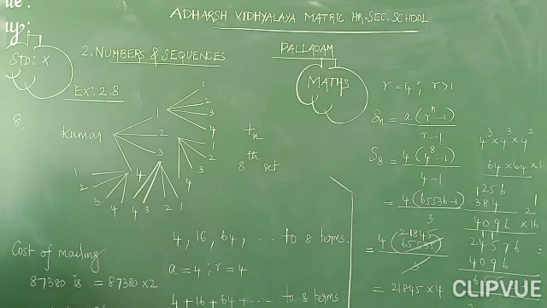So the total cost of mailing 87,380 letters is equal to 1,74,760. I hope you all understand this.